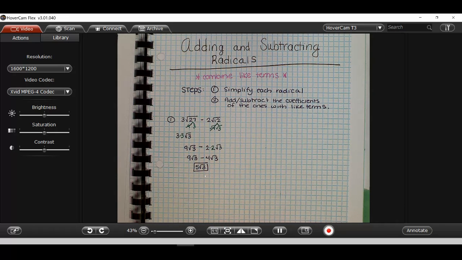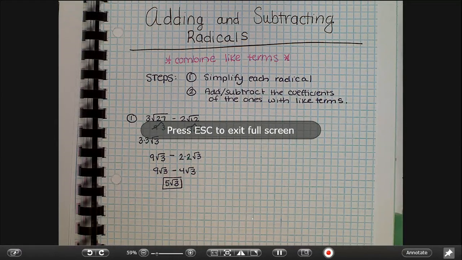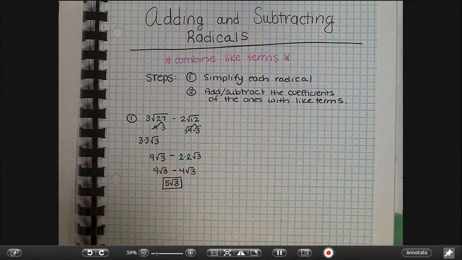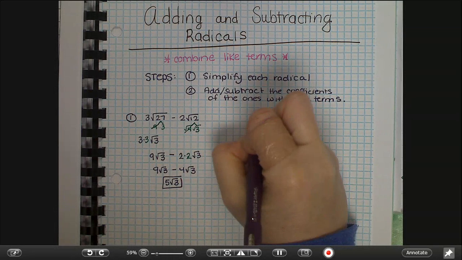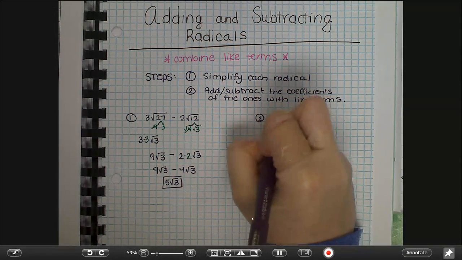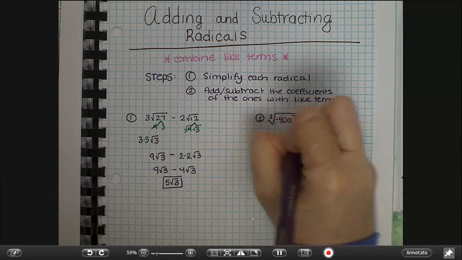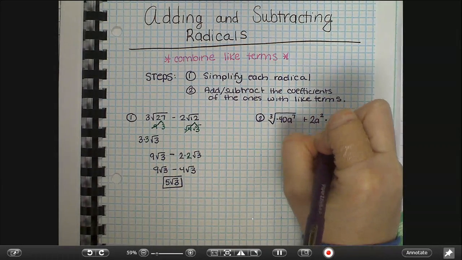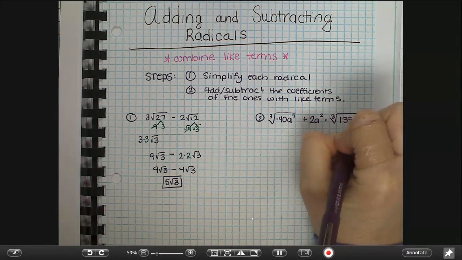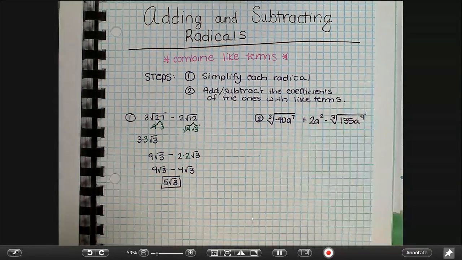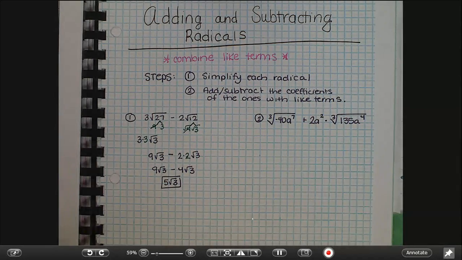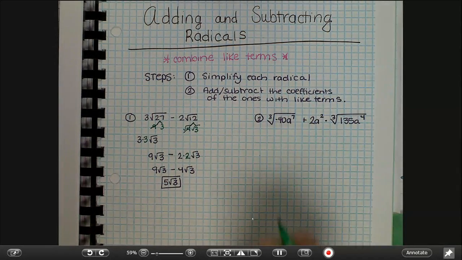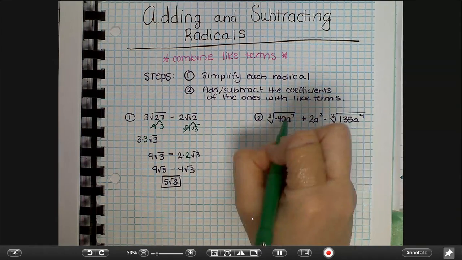And that is really the gist. That's the entire process. So let's do a couple more. Let's try this one. Oh, this one has some multiplication in it too, so it's good. All right, so we need to simplify each radical. So I'm going to simplify this one.